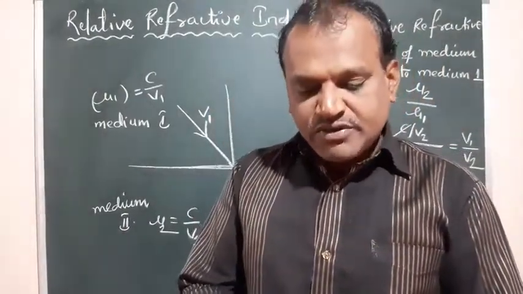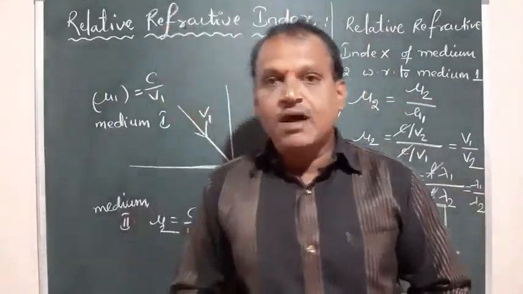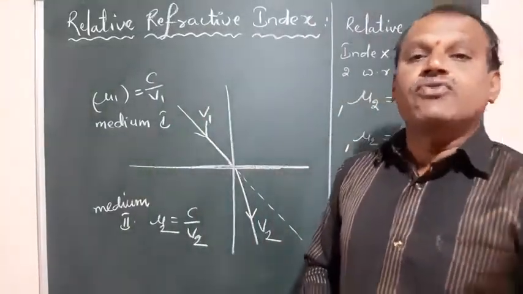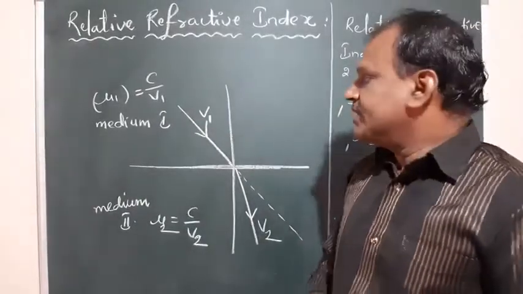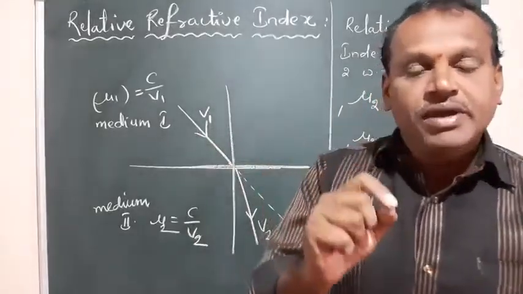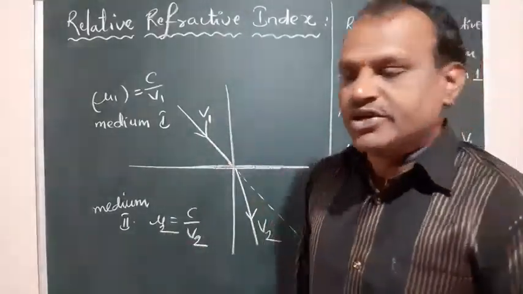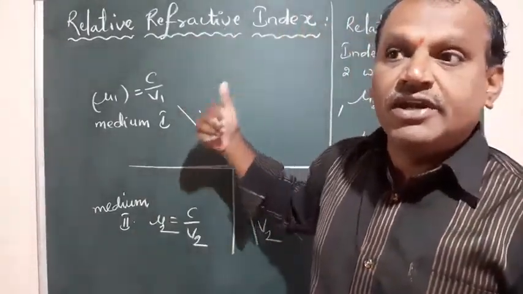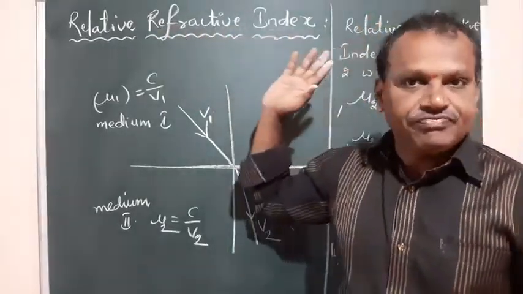If you are considering that one of the mediums is free space, there you call it the absolute refractive index, not the relative refractive index. It is the absolute refractive index if one of the mediums is free space or air. But here the mediums are different. We are not considering free space or air. For any other two different mediums, you have a comparison of the velocities as well as the wavelengths of the light in the two mediums. That is called the relative refractive index, right?